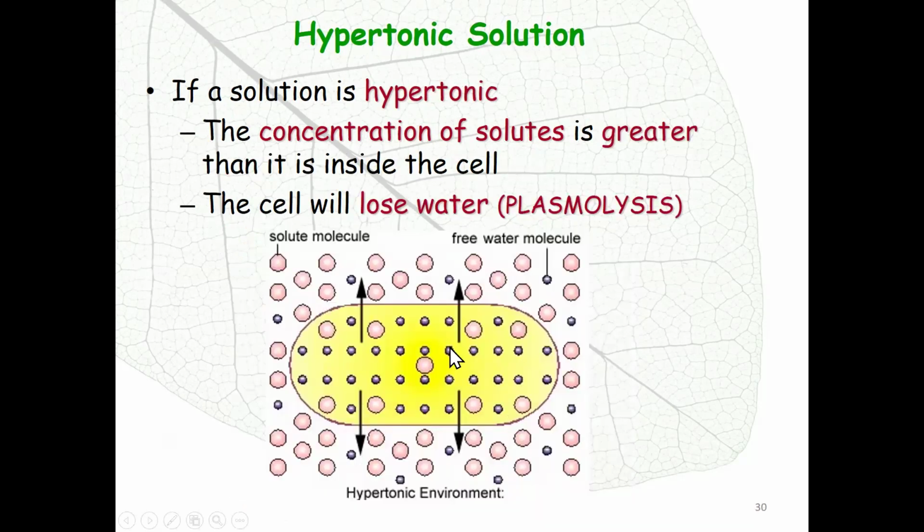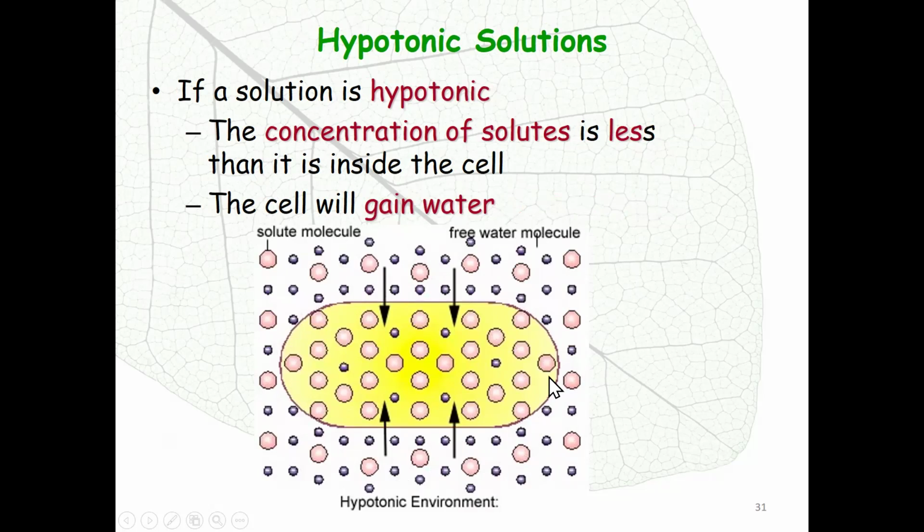Hypertonic, I told you before, the concentration of solutes is greater than it is inside the cell. So in that case, water molecules move out from the higher water concentration to the outside, where the solute concentration is higher. Here water molecules are higher. Water molecule is this one, and solute. So solute concentration outside is high. This is why water will move from the inside to the outside.